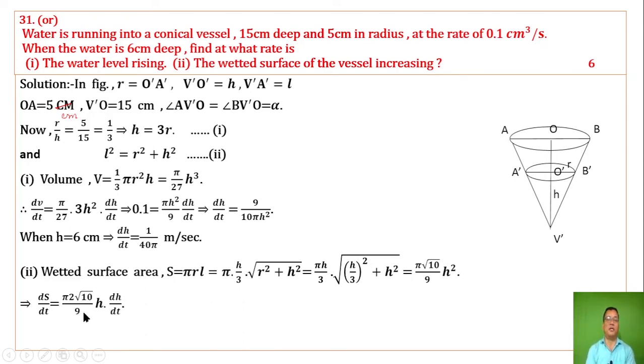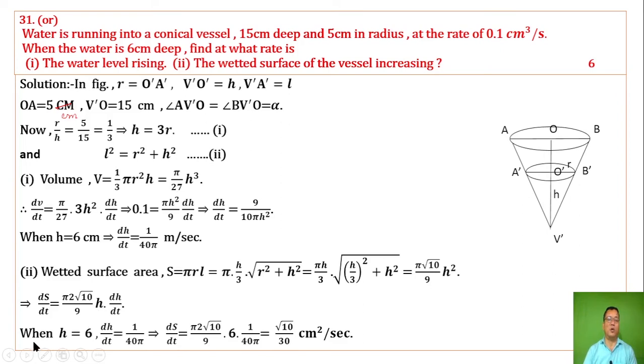ds by dt, differentiating both sides with respect to t, for this we get this. Putting the respective values when h is equal to 6, dh by dt is 1 by 40 pi, the value of ds by dt after calculation is root over 10 by 30 centimeter square per second.